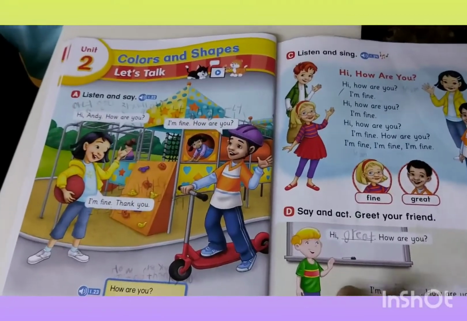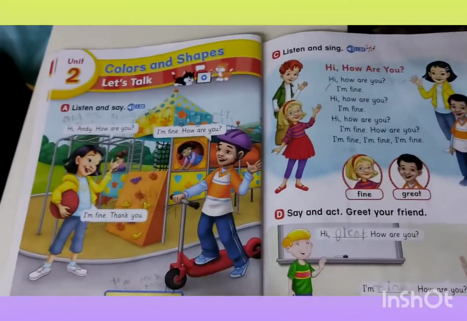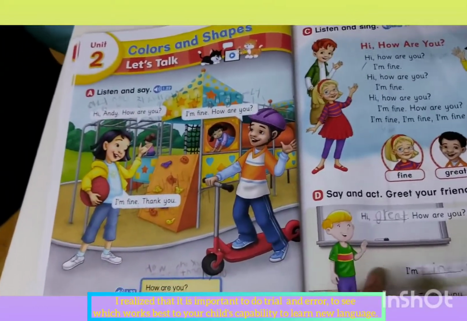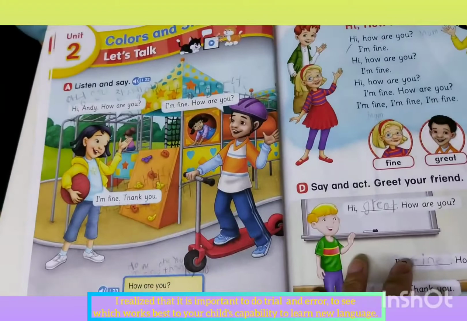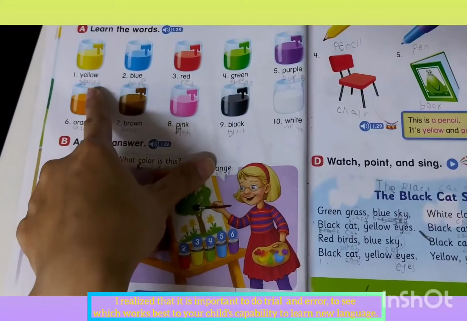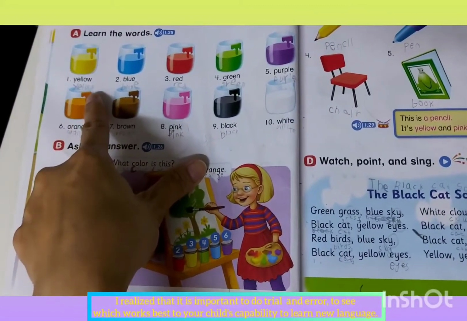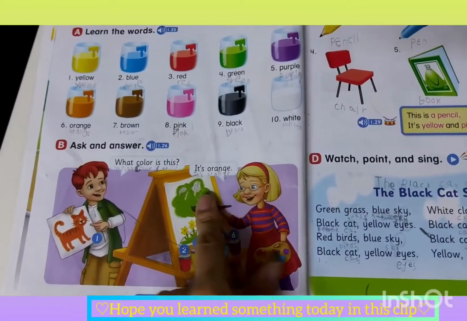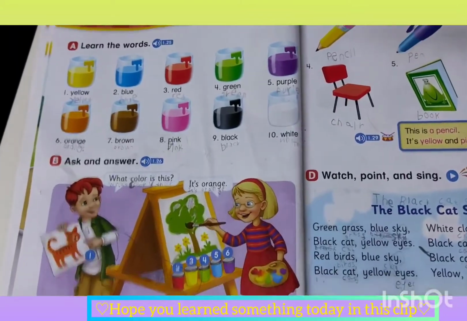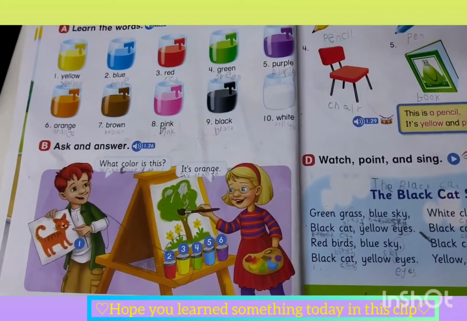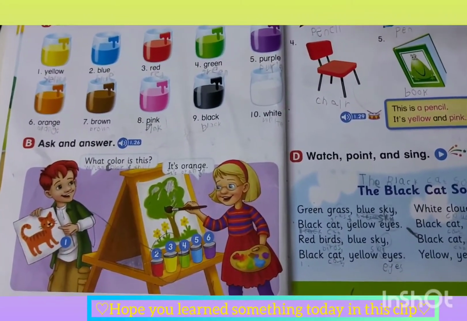So I just showed you the ways that I teach my son. First I let him read the words, and then after reading the words, I tell him to spell it one by one, and then after spelling, we do the sentences again, question and answer. By using that, he will be able to practice the words and the sentences.